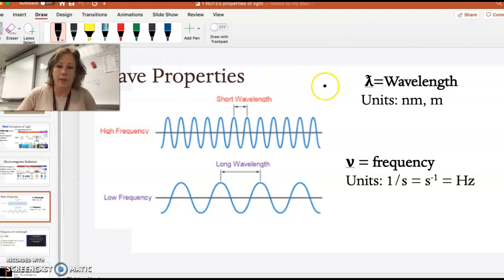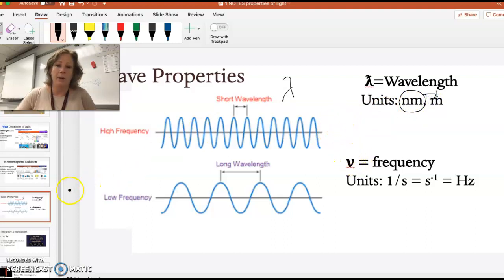Wavelength is symbolized with the Greek letter lambda. You'll see this Greek letter lambda, and that represents wavelength. The units are any distance units. A lot of times it'll be nanometers, and then we'll convert it to meters, but it could be any distance unit.